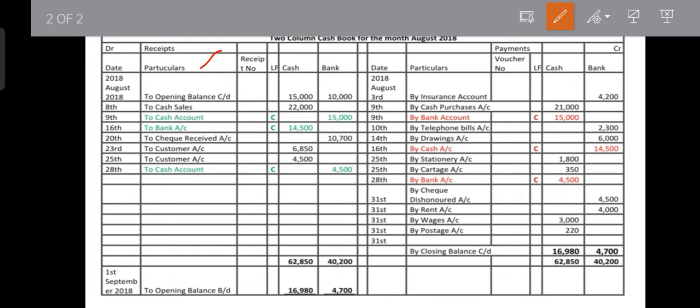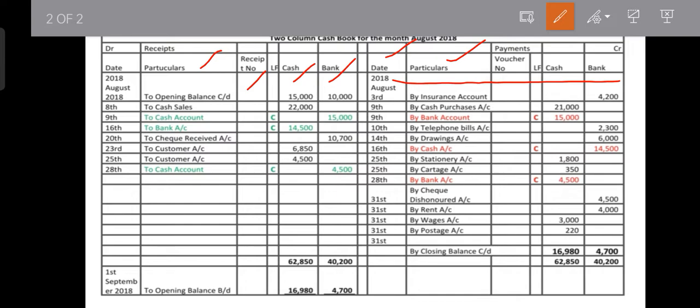Then this is receipt number, to whom or from whom we received the money. For them we are going to give a receipt, that number we are going to write here. Then ledger folio, for transferring the entry to the respective ledger account. Then one amount column for cash, one amount column for bank. The same happens under payment side also.